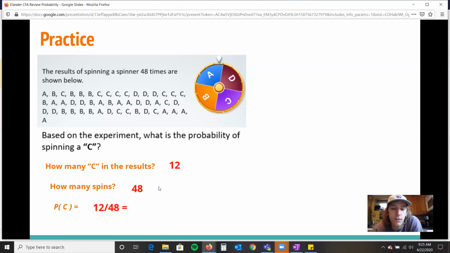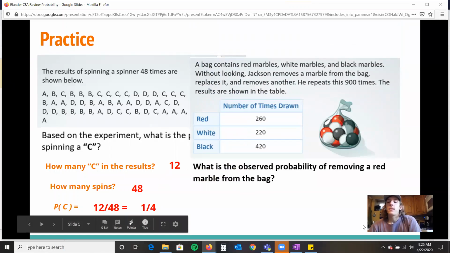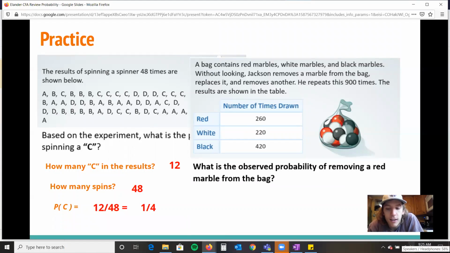So probability of spinning a C based on the experiment is 12 out of 48, or 1/4. Good. All right. Next one. I'll give you guys again about a minute or a minute and a half.